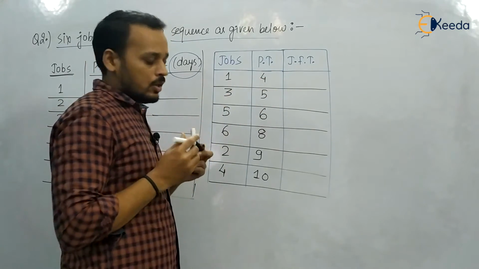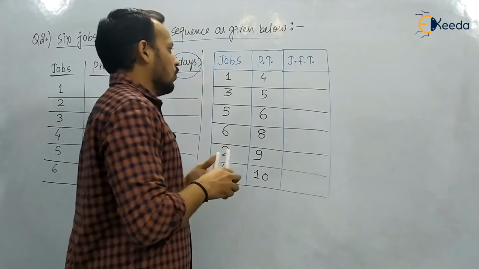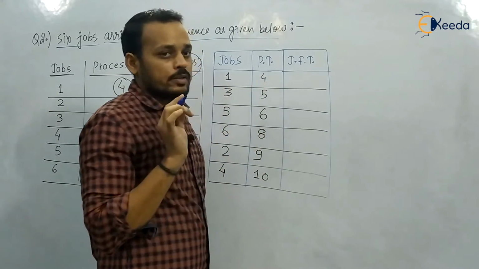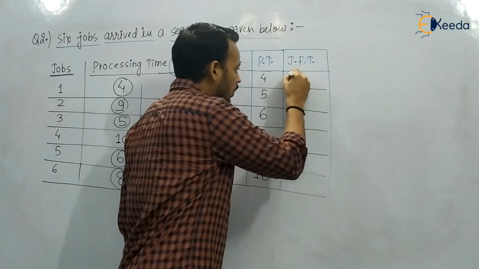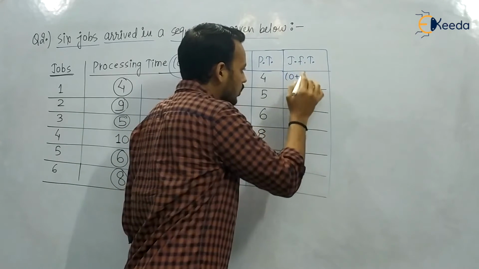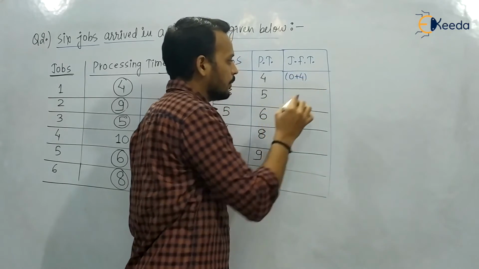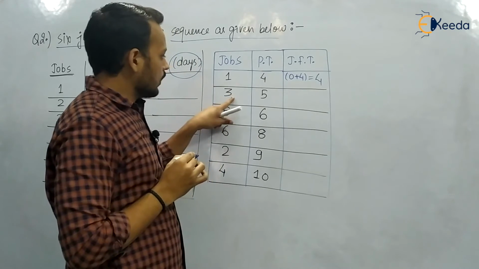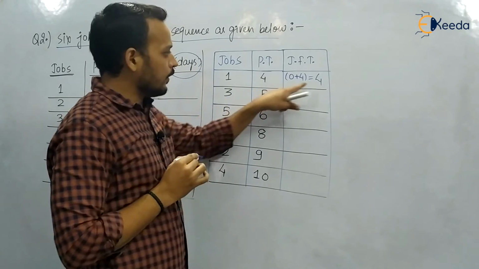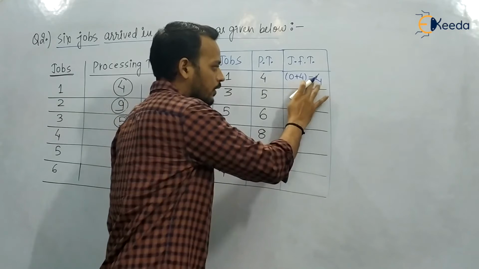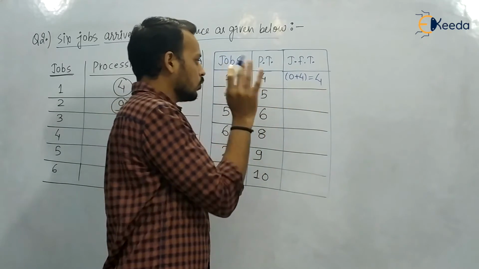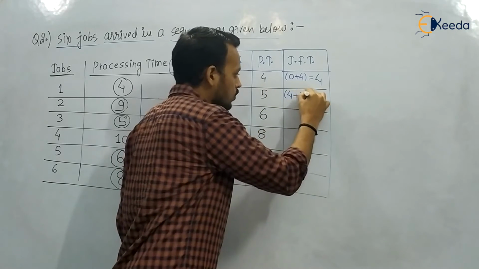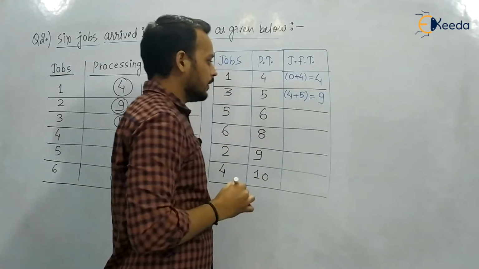Now we will calculate the job flow time. So you know the rule. We have got job 1, the processing time is 4 days. So it will arrive on machine 1 at date 0 and the processing time is 4, so the total job flow time is 4 days. Now the next job is job number 3, and it will wait for 4 days because the processing of job number 1 is already going on. So the waiting time is 4 days plus the processing time 5, so the total job flow time is 9.